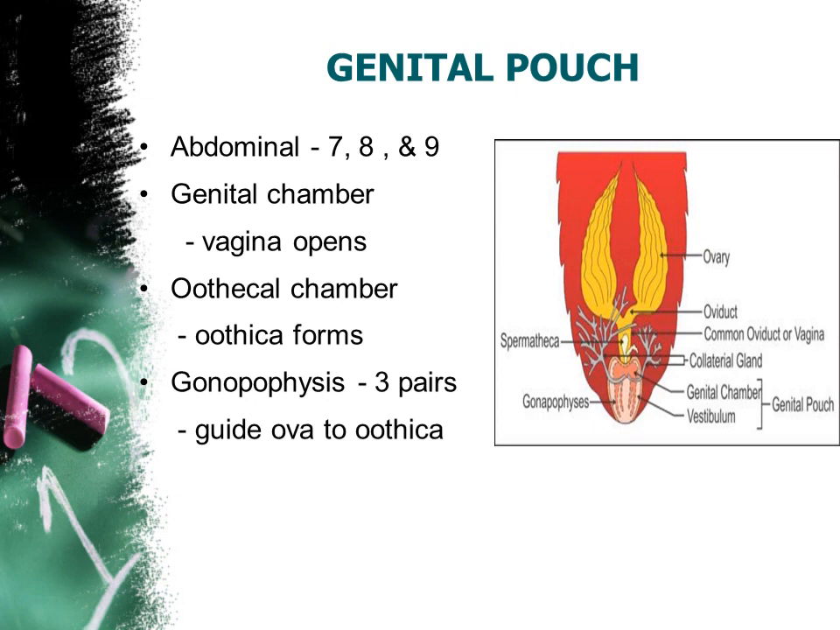Okay. Then another region is present inside this genital pouch, that is known as gonophysis. So there are 3 pairs of gonophysis located. Its role is to regulate or guide the ova which are coming from the ovary, and it is forming them neatly inside the ootheca, right? So it is guiding the ova inside the ootheca. Is it clear? Fine.